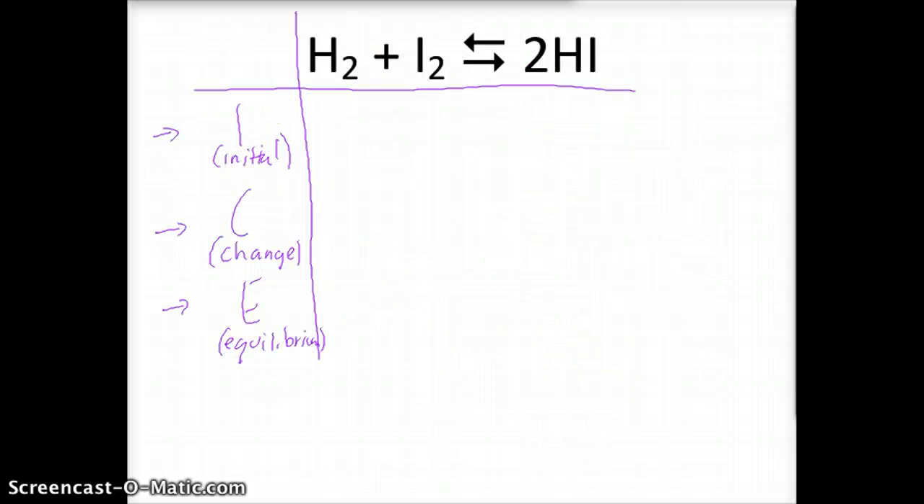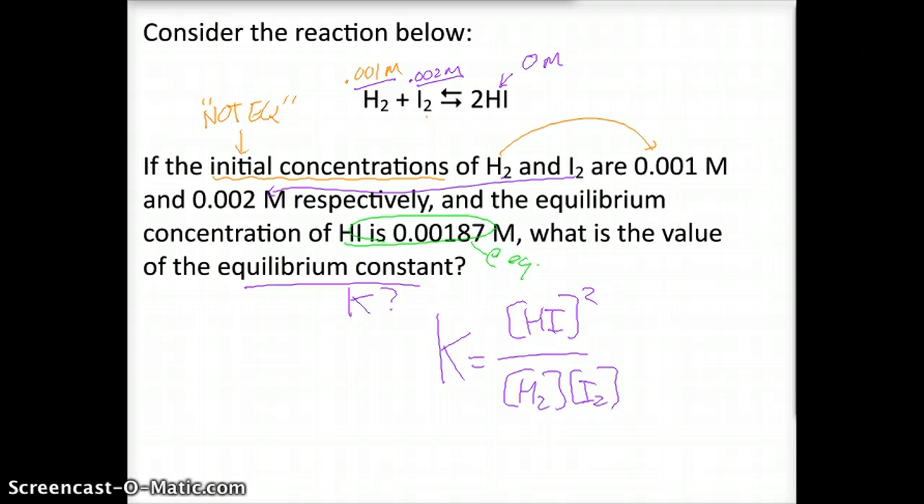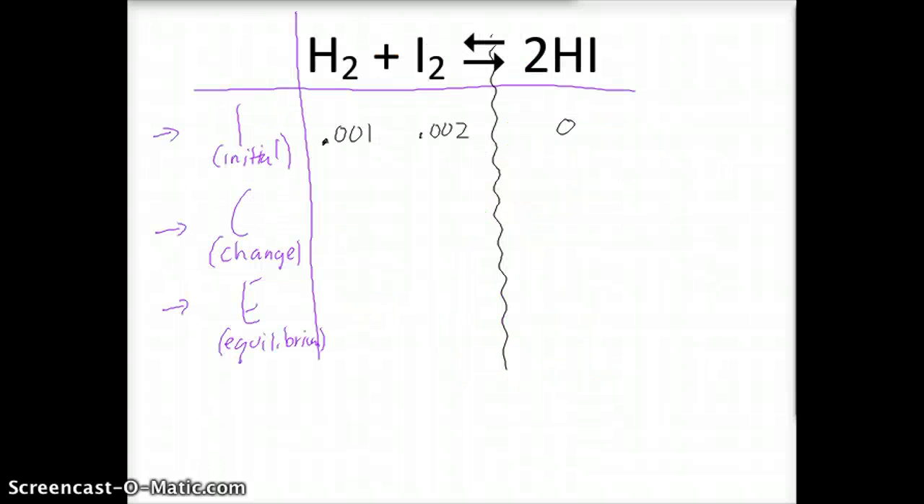So I'm going to plug these in. 0.001 molar, 0.002 molar. I might even draw a little line to separate the products here. And this is 0. What else is given? The concentration at equilibrium of HI is 0.00187. So I'm going to plug that in down the bottom right here, in the equilibrium concentration, 0.00187.